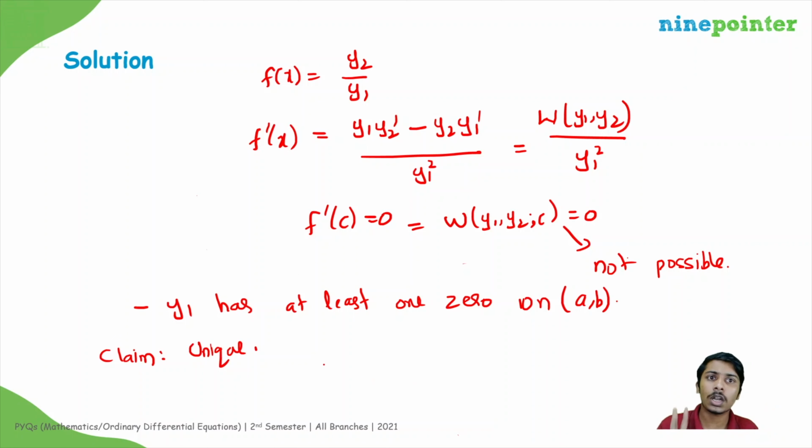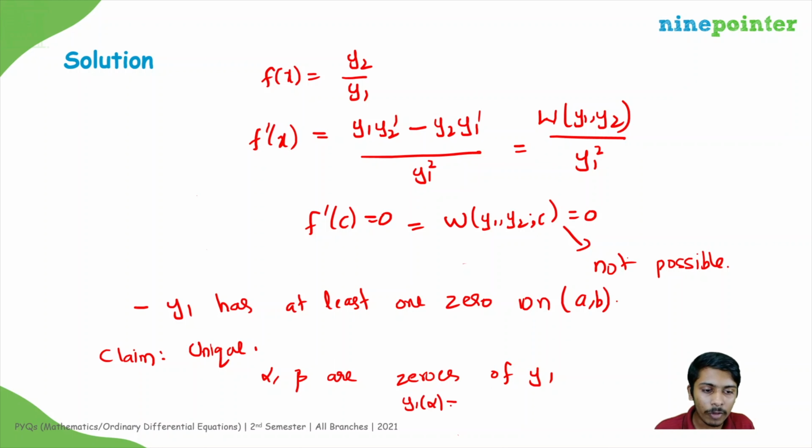Suppose there are two. In order to show something is unique, we will assume that there are two zeros. So suppose alpha, beta are zeros. Let me assume that there are two different zeros of y1. What does that mean? That means y1 of alpha equals 0 and y1 of beta equals 0.